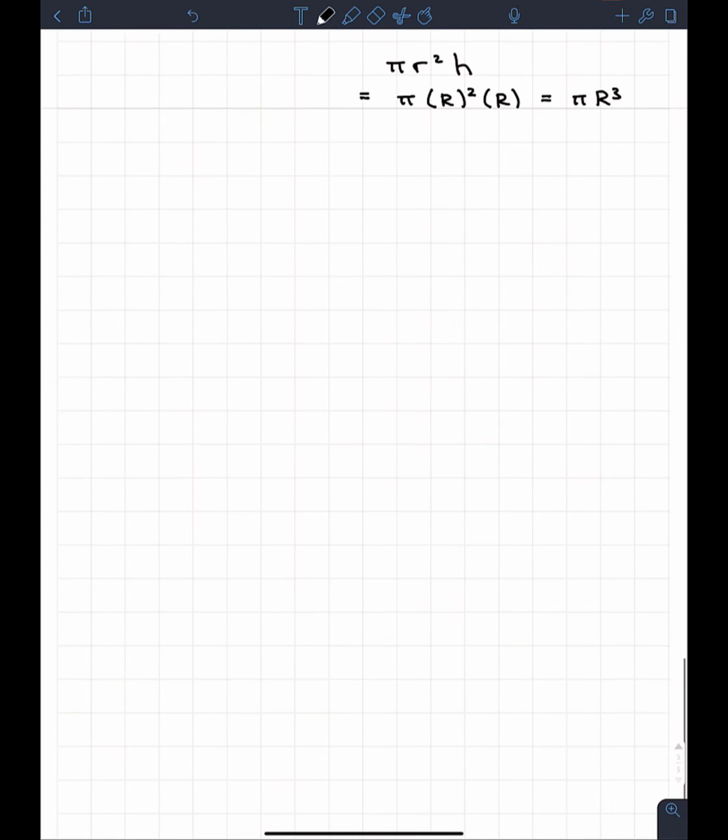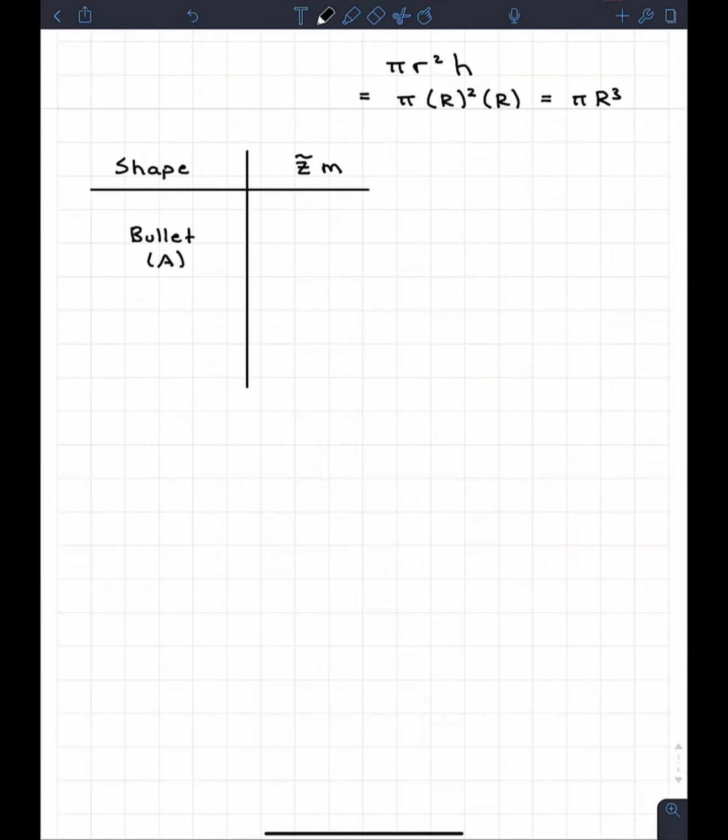So I'm going to come down here and finish my table. So I'm going to have shape, and then I'm going to have my z squiggle times mass. If you guys write smaller than me, you will have more room. You can do this as one big long table. You won't have to come down like this. We're going to have the bullet, which is shape A. We're going to have the cylinder, which is shape B. And I can make a nice line across. And we're going to sum it at the end because we're going to need this.